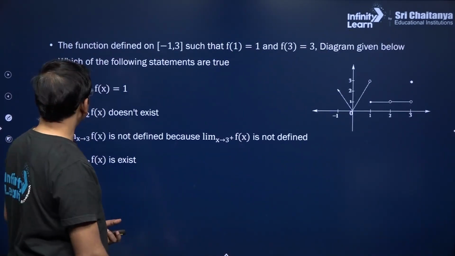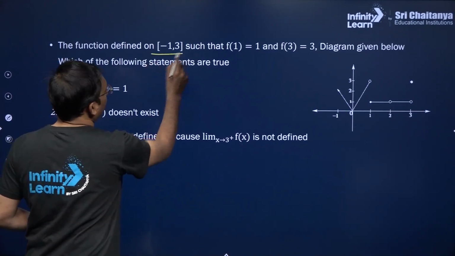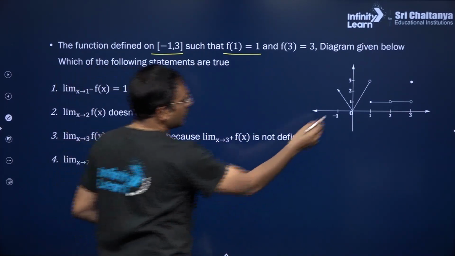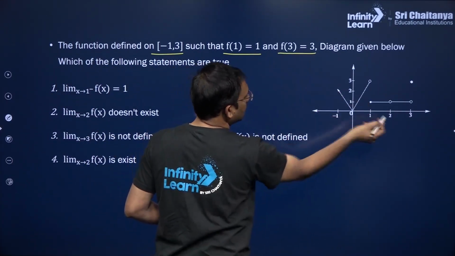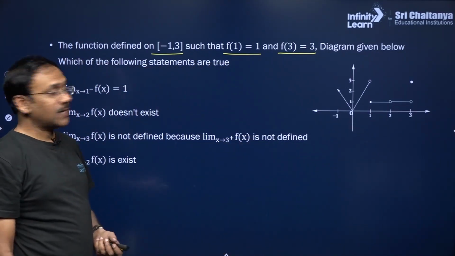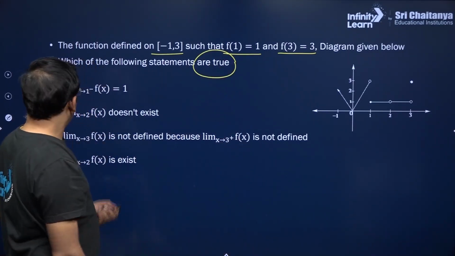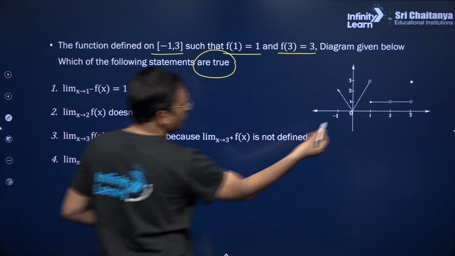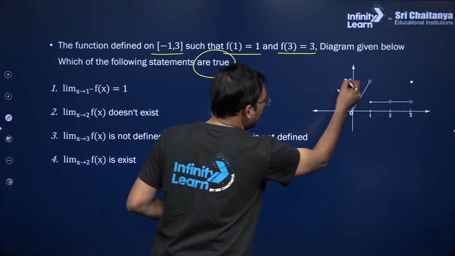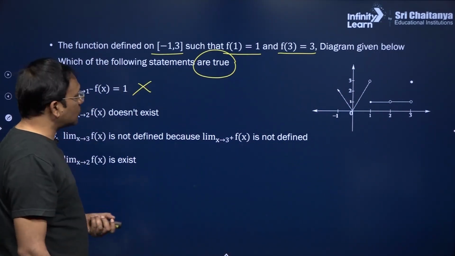Okay. Next, you see the second question, f is a function defined from -1 to 3 such that f of 1 is equal to 1. You see, f of 1 is 1, f of 3 is 3, my dear friends. So diagram is given here, and which of the following statements are true or is true? You see, limit x tends to 1 minus f of x. From the left side, the limit is approaching the number 3, my dear friends, but it is given 1, so it is false.